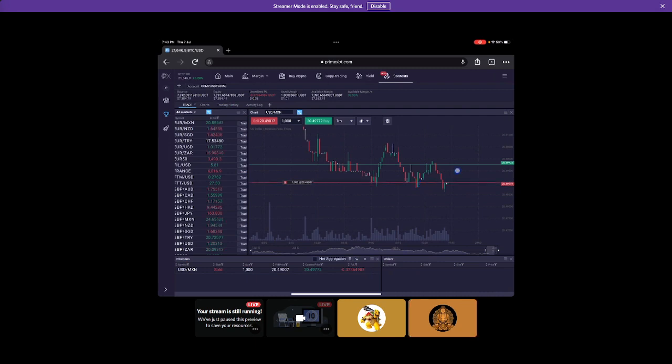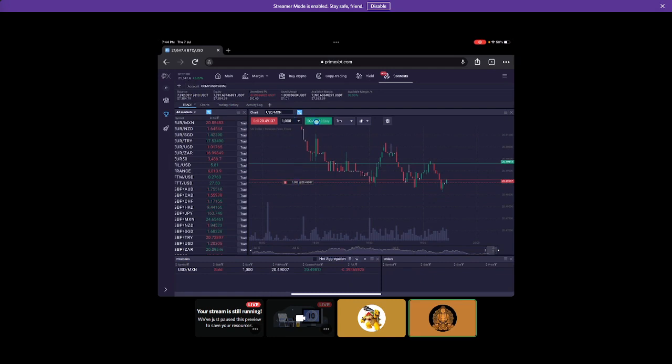20.49007. So you can see that we started at a loss because the green line has not come into contact with this red dotted line, as you can see. And the further away the green line moves from this red dotted line, the more negative my position becomes. Because I took a short, I want this green line to cross over the red line.